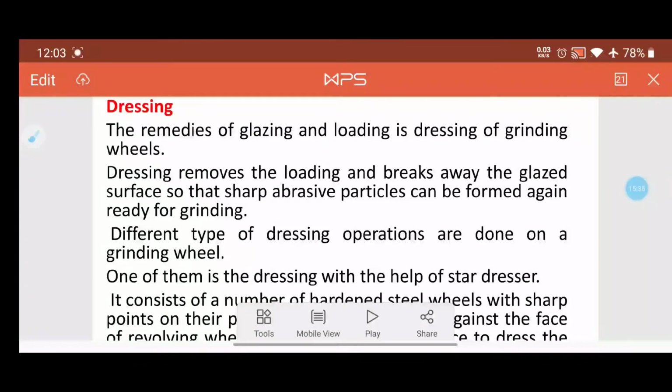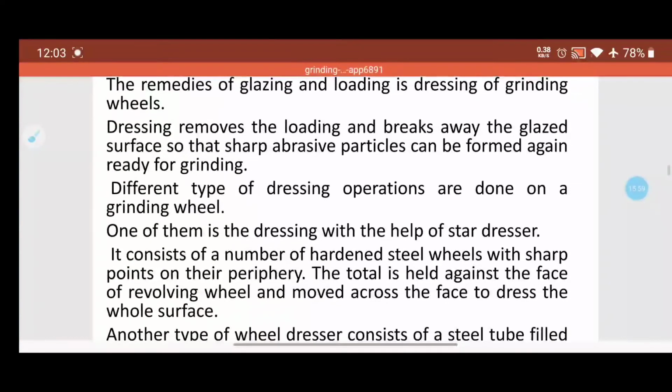So you could see in this video how they did the dressing for the grinding wheel, because that is a remedial measure in order to get back the grinding wheel to the working process. So dressing removes the loading and breaks away the glazed surface. Basically, when you see the dressing instrument, it removes the glazed parts and sharpens the abrasive particles so that they can be formed again, ready for grinding.